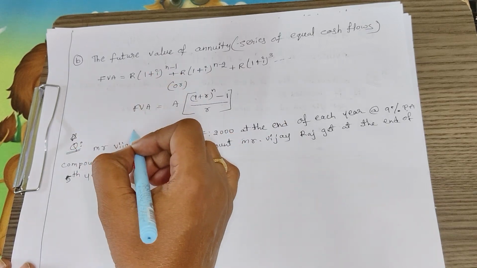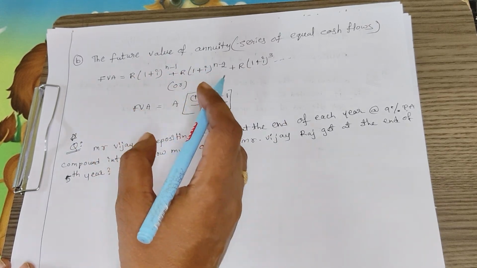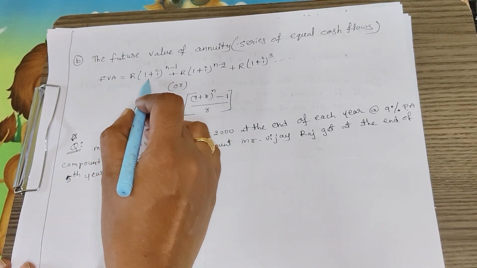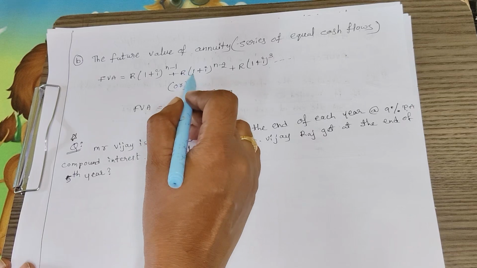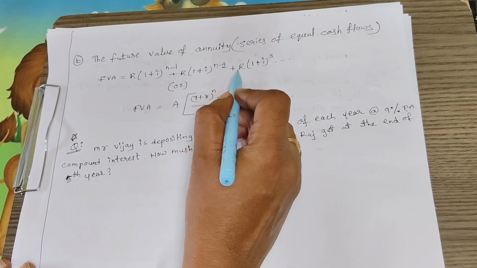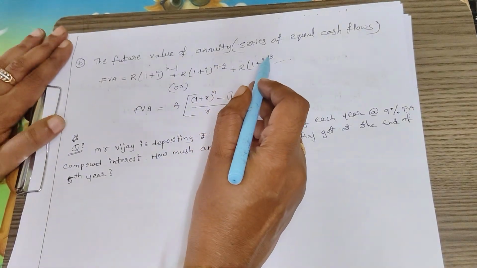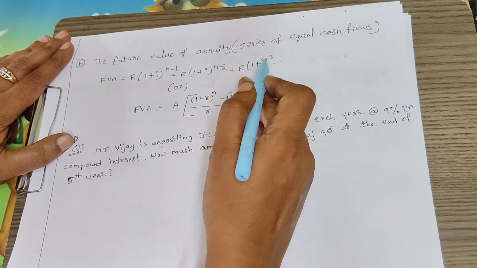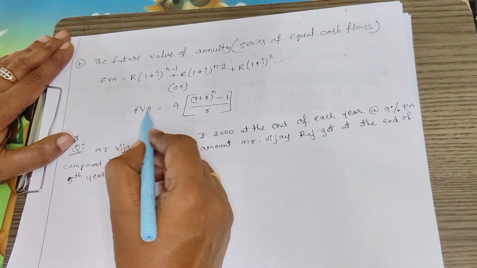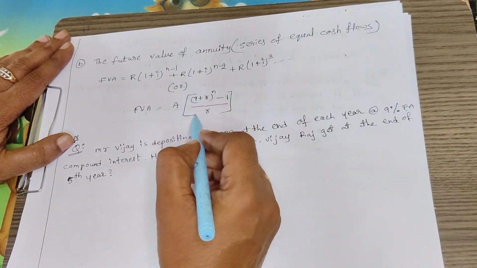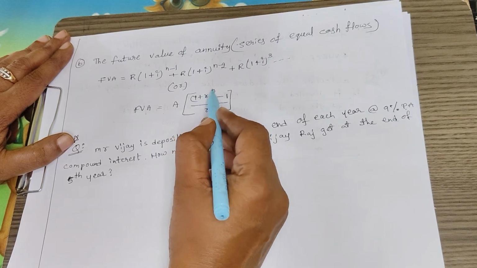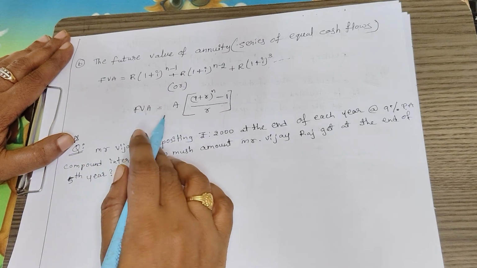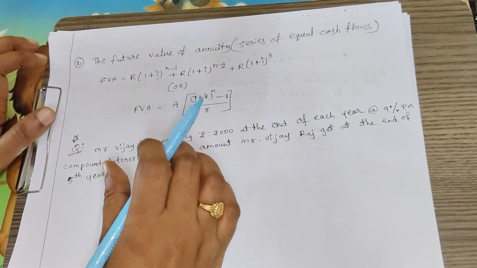Then we will use this formula. So at the end of the year, we are investing the same amount of money. Future value of annuity is equal to R into (1 plus I) to the power of n minus 1, plus R into (1 plus I) to the power of n minus 2, plus R into (1 plus I) to the power of 3. Likewise, if the number of years increases, then the formula also increases. Or else we can use this formula also: future value of annuity is equal to A into ((1 plus R) to the power of n minus 1) divided by R. You'll get the same value. Somewhat the steps are different, but the answer will be right.